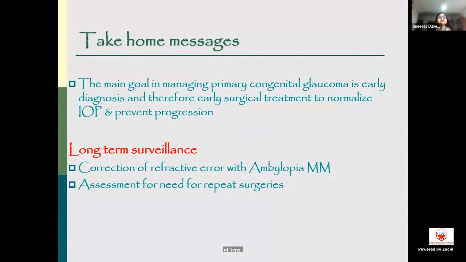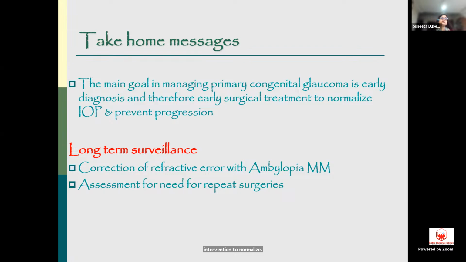There are several surgeries in the armamentarium of pediatric glaucoma, to begin with goniotomy, then trabeculotomy, then trab plus trab, and then you can perform trabeculectomy or tube implant, or as a last resort, you can even do graded TSCPC. So the main goal is early diagnosis and early surgical intervention to normalize IOP and prevent progression.